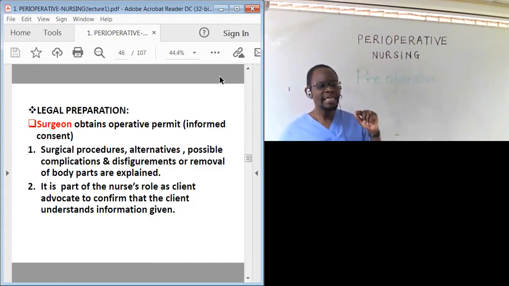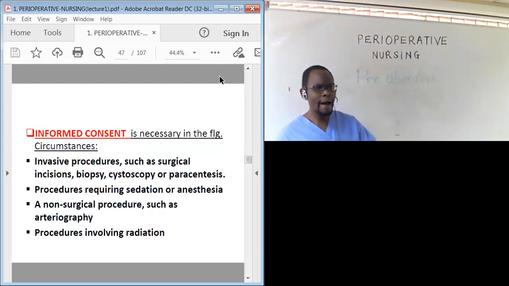Now, it is part of the nurse's role to act as the patient's advocate, so to confirm whether the client has basically understood all this information that the surgeon is giving to the patient. All right. So informed consent is necessary.